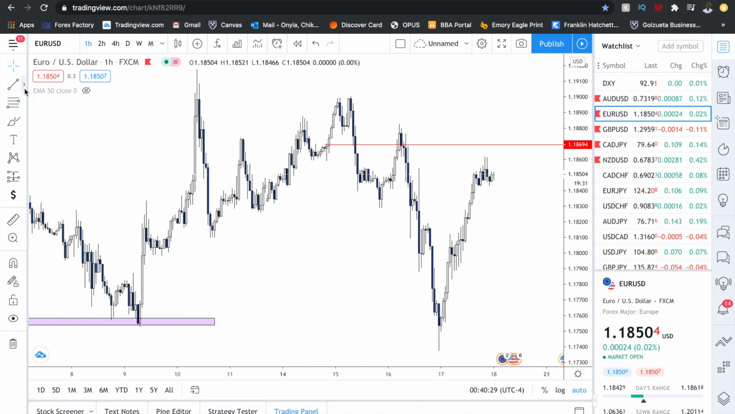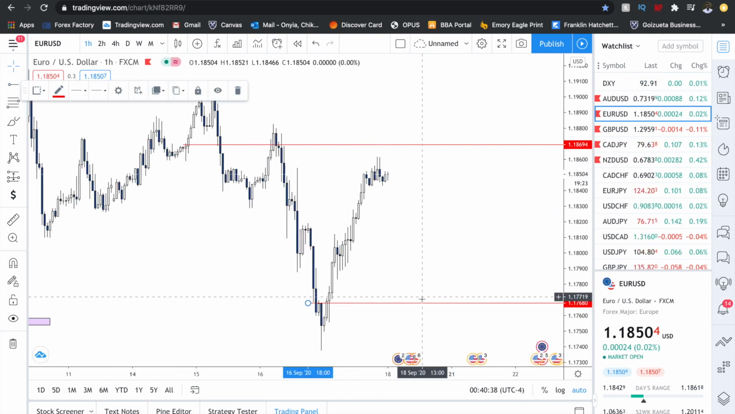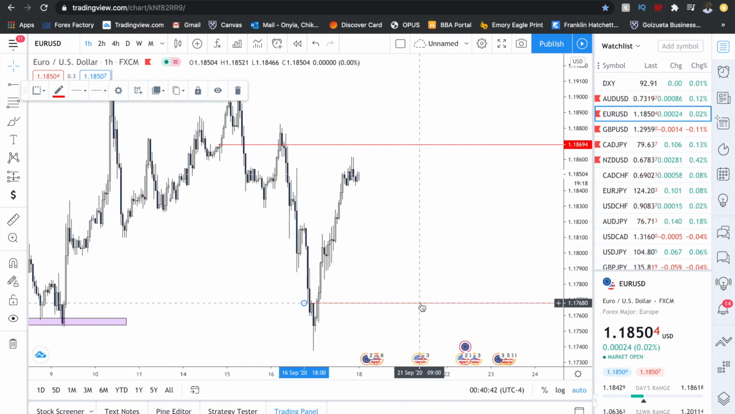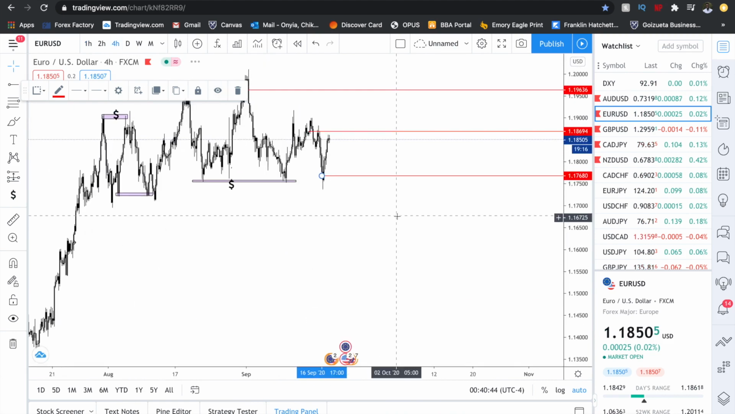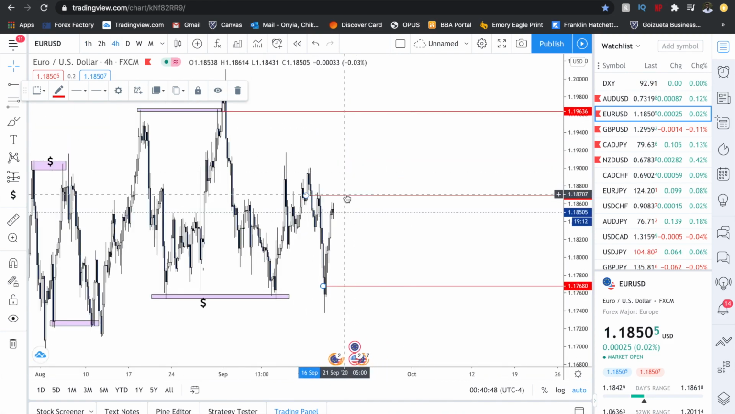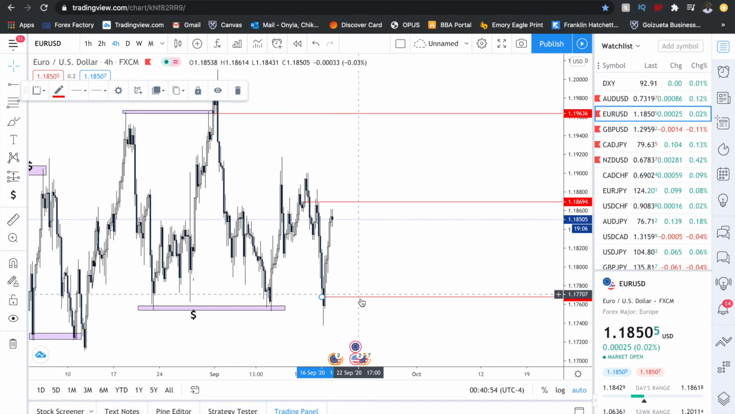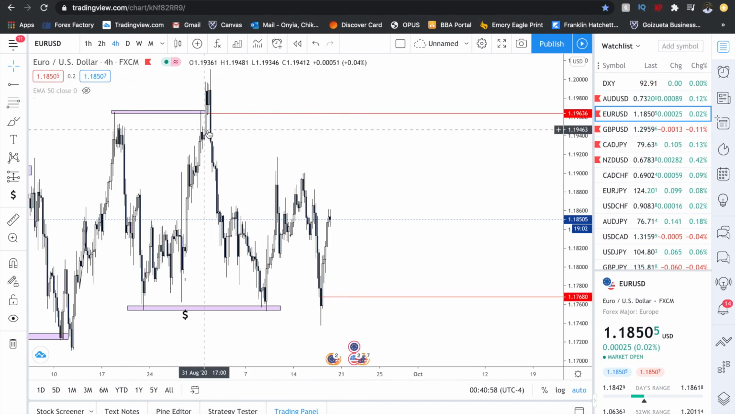So right here, what am I going to do? I'm going to draw my horizontal ray of identification and have it come in and mitigate that. Mitigate those orders. And that will rise. Where am I targeting? I have to have a target. Like I said, I don't know how far it's going to go. I don't think it's going to keep shooting up for much longer, but I think I can get a short-term scalp. So we come in here, mitigate that. Where's my next target? I'm going to delete that, sorry.